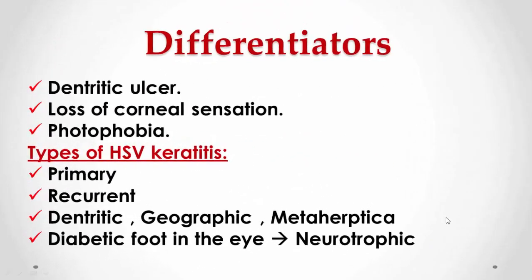Differentiators of herpes simplex keratitis. Usually, it is diagnosed by the dendritic ulcer appearance, which can be diagnosed by fluorescein dye or rose bengal stain. The second is loss of corneal sensation, and usually photophobia and blepharospasm are absent in herpes simplex keratitis due to loss of corneal sensation. Types of herpes simplex keratitis infection can be primary, recurrent, dendritic, geographic, and can lead to neurotrophic keratitis, which was called diabetic foot in the eye. There is loss of corneal sensation, which leads to neurotrophic keratitis.